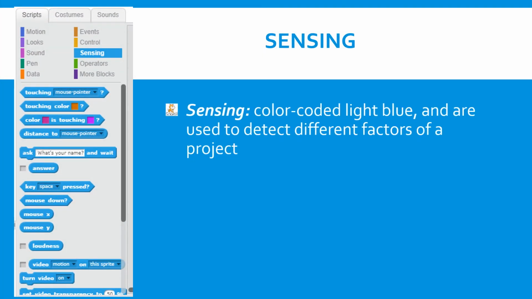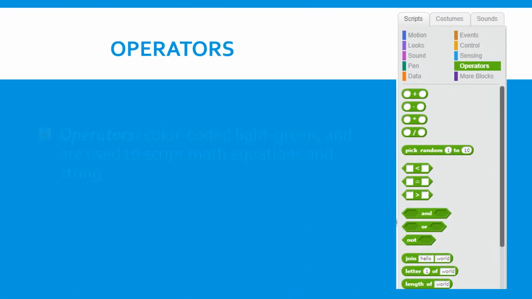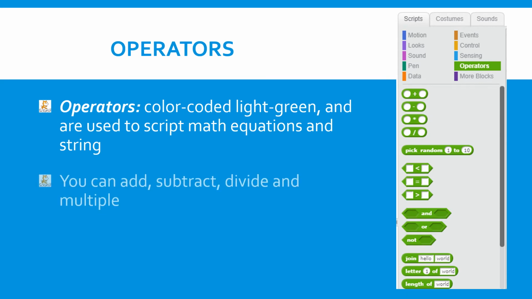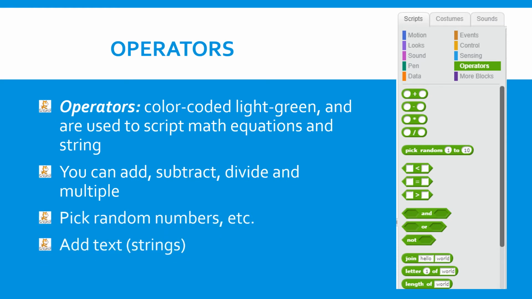Sensing blocks. The sensing blocks are color-coded light blue and are used to detect different factors of a project. Sensing is often used in gaming. For example, if a ball hits a certain color, you can have it change directions. Operators. Operators are color-coded light green and are used to script math equations and strings. You can add, subtract, divide, and multiply. You can pick random numbers, etc. You can also add text.